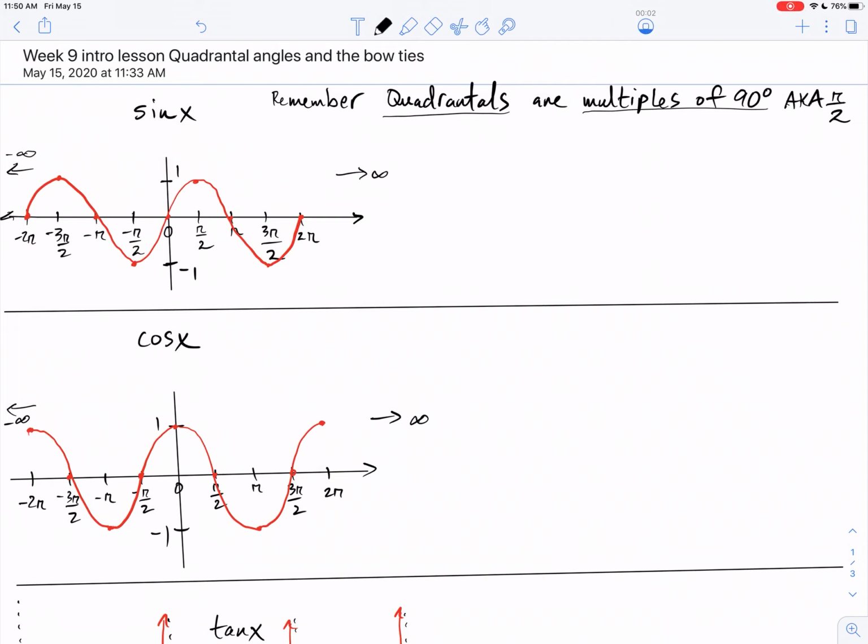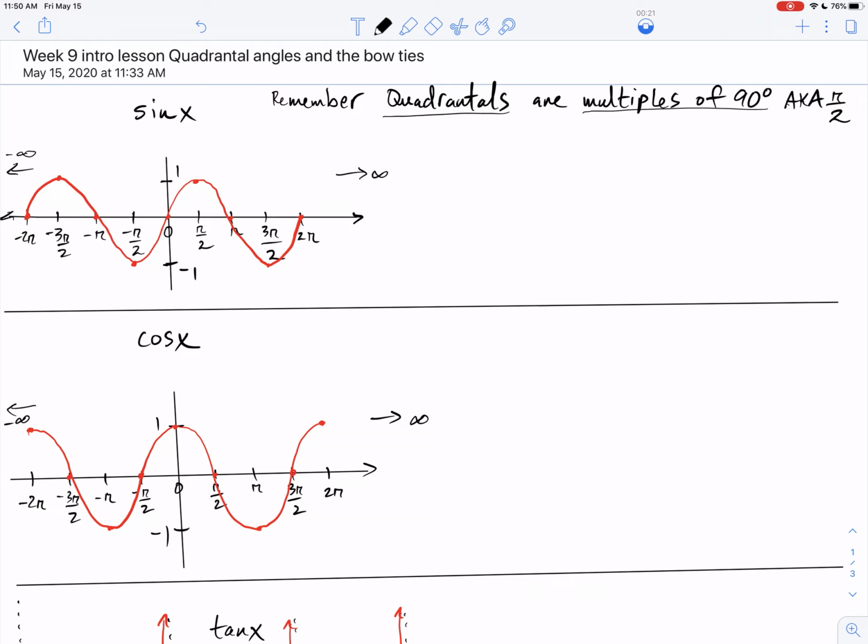Okay guys, this is my intro lesson for section 5.4, but it goes all the way to the end here. So I wanted to make this very clear. This is an important lesson to help you throughout the rest of our time. First I'm going to start with quadrantal angles.